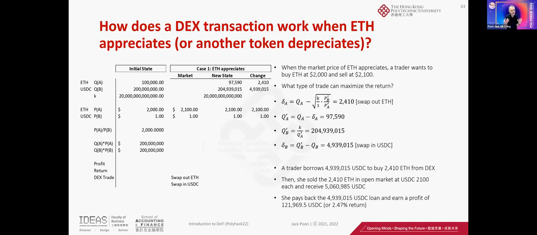Now, I skipped some of the details here, because I never told you how you're going to borrow 4.9 million USDC, and I never told you how you're going to pay it back. In fact, there's an instrument called a flash loan. That means that you can actually borrow without any collateral. If you identify this as a trade, essentially you can borrow a flash loan from the Aave protocol, you execute the swap in Uniswap, and then you pay the loan back immediately to earn the profit.